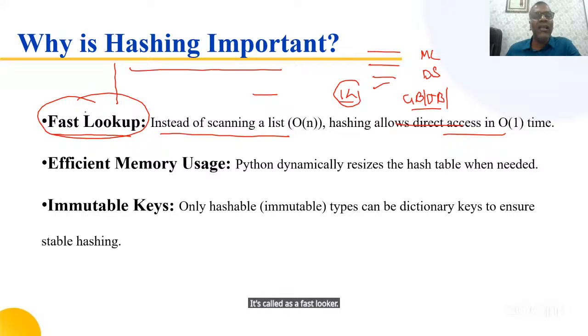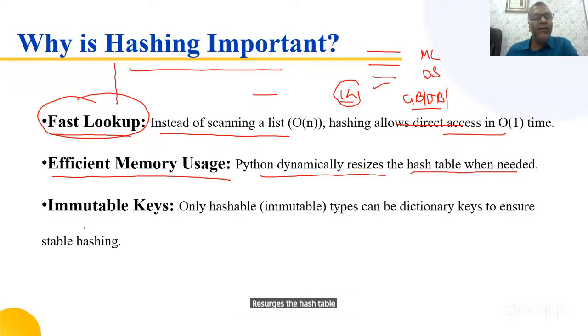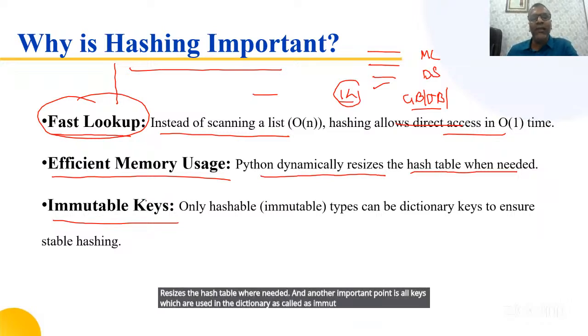And another important entity, hashing gives efficient memory usage. Python dynamically resizes the hash table when needed. Another important point is that all keys which are used in the dictionary are immutable. Only immutable types can be used as keys. This is what is called a key.